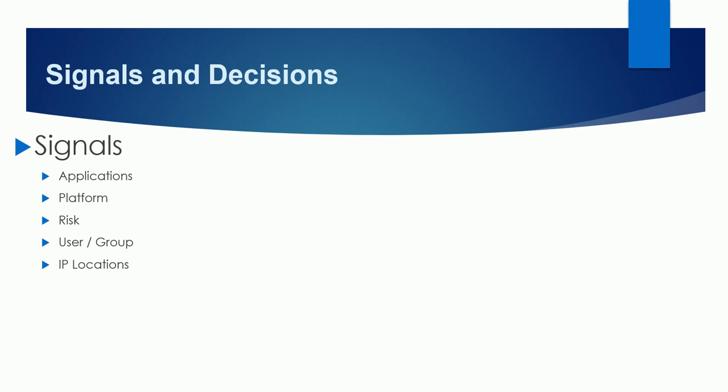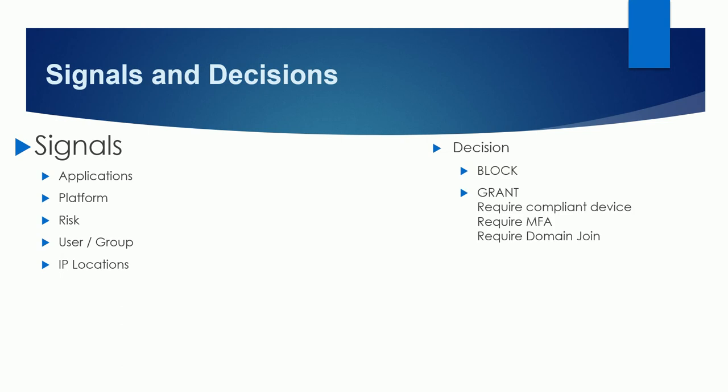Application platform risk, like whether the user is at low risk, medium risk, or high risk, can come from the user, the group, or the IP locations. Once you receive the signals or alerts, they go to the next level for the decision. The decision can be to completely block, or to grant access by putting some conditions, like requiring a compliant device, requiring multi-factor authentication, or requiring the domain.